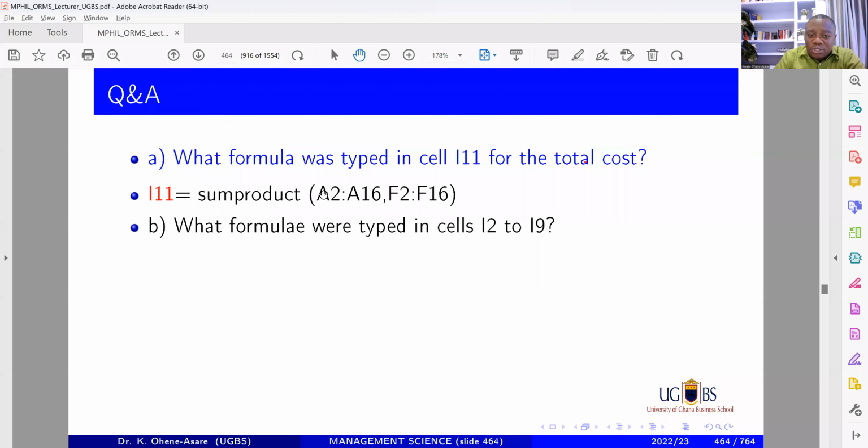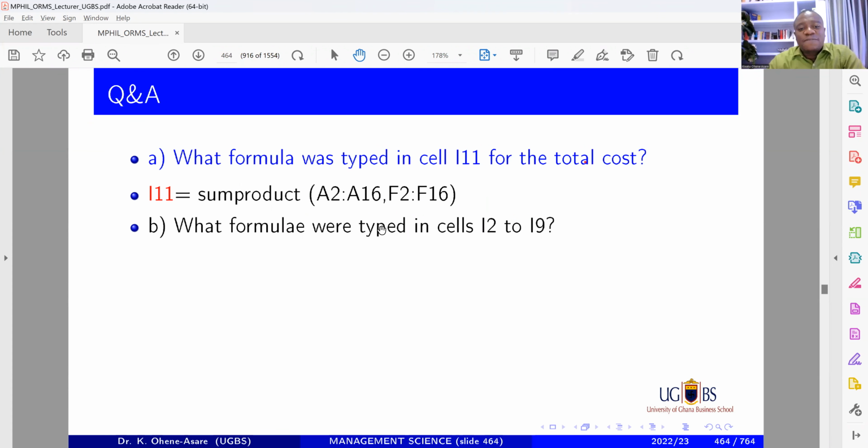So if you look at A2 to 16, that is 15 because 1 is not included. And then you do the same for F2 to 16. When you use this SUMPRODUCT approach, you'll be able to know the formula that will be there. I just wanted you to know that sometimes you will get some of these things that way. So go and look at it, and that will guide you.